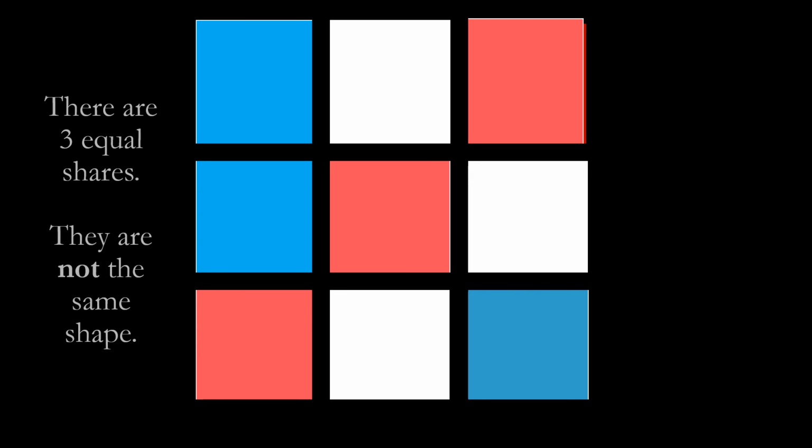How about this? This is equal shares because we can see 3 blue, 3 pink, and 3 white. Okay? They don't all make the same pattern, but it doesn't matter. The amount is the same.